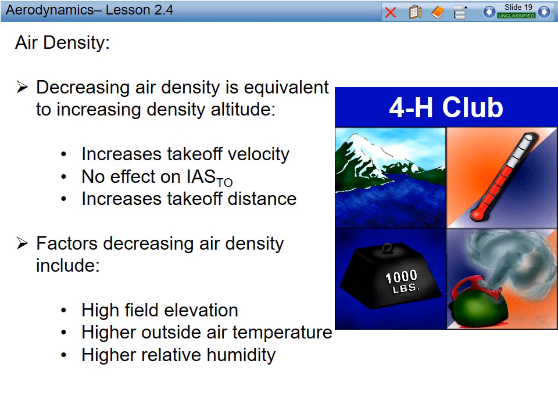The 4-H Club is a combination of heavy aircraft, which was already discussed, and the three things affecting density: high altitude, high temperatures, and high humidity. If any of these are present during your pre-flight calculations, expect your takeoff performance to be decreased.